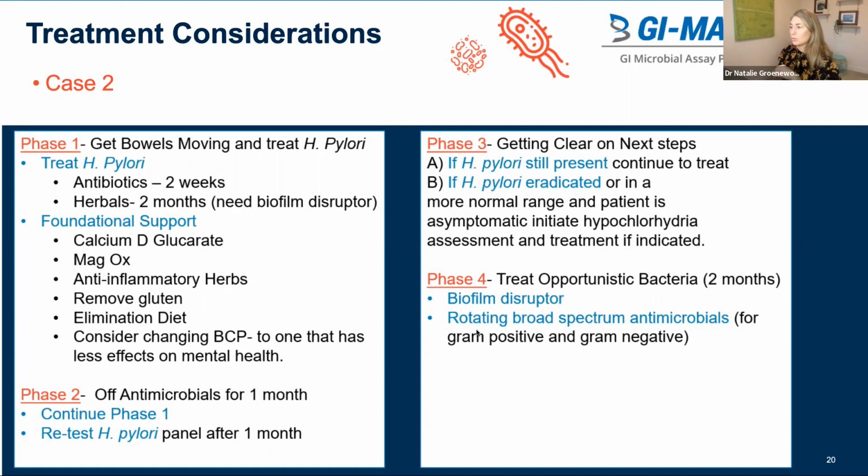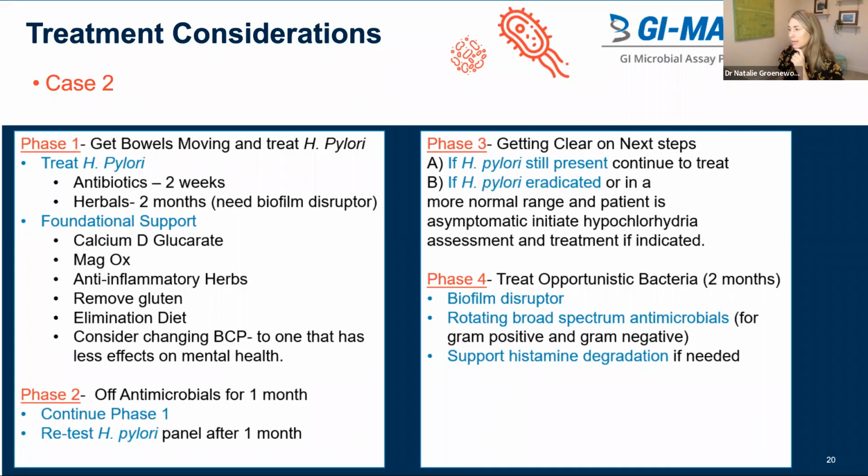So want to use a biofilm disruptor. And then I'm going to use rotating broad spectrum antimicrobials because there was one gram negative, but a lot of gram positive. So I want to make sure that I'm touching on both. Gram negative tends to be more of the nastier bugs. So that was that Morganella.